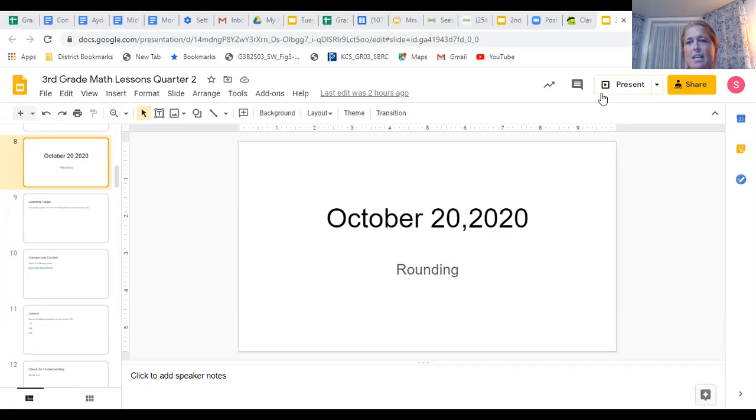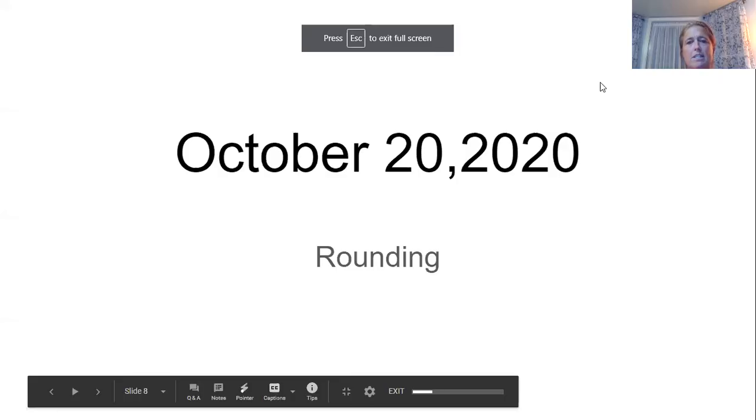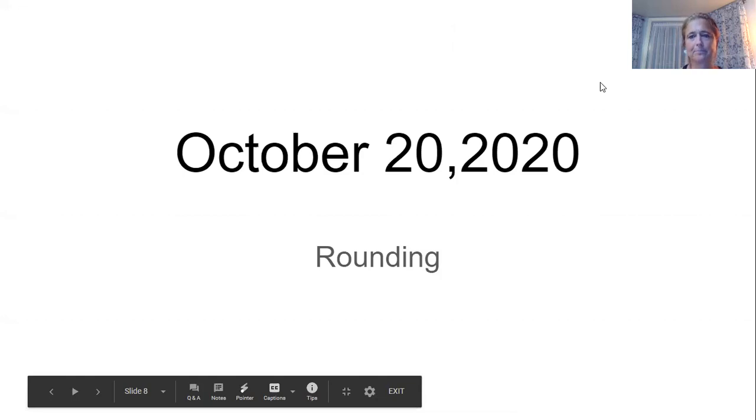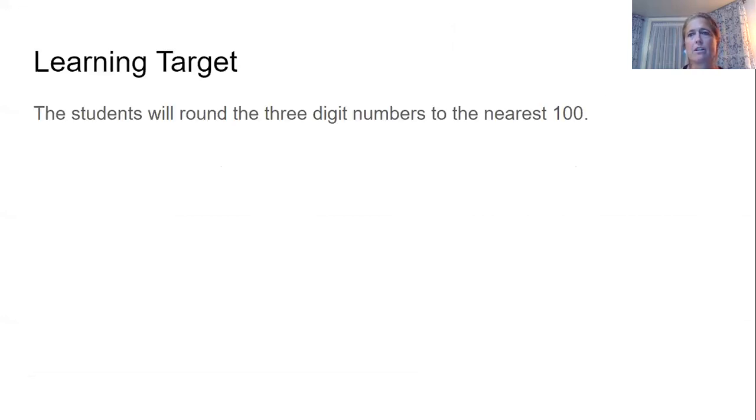All right, so today is October the 20th, and our topic is again rounding. Our learning target for today is the students will round the 3-digit numbers to the nearest 100. So yesterday we were working on tens. Today we are working on hundreds.